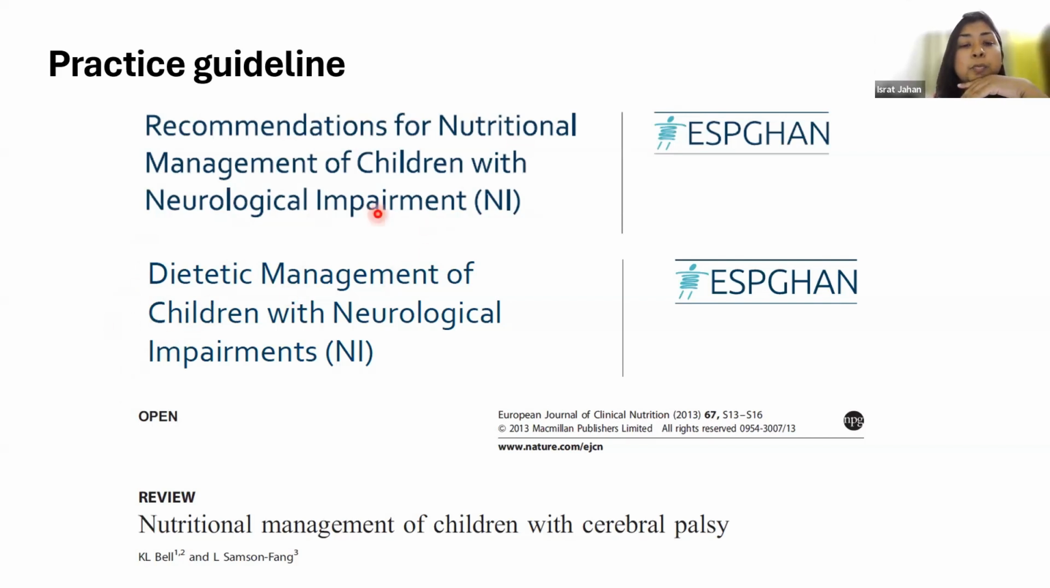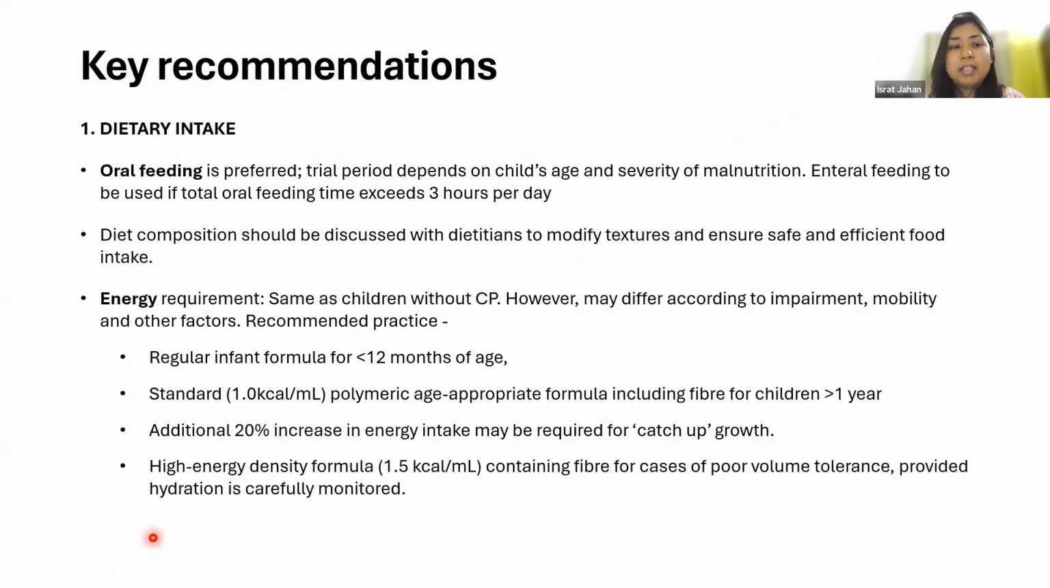Now, these are more updated guidelines from the community, but I also like this paper very much because it's kind of a summary of all the available evidence on nutritional management of children with CP. All these basically summarize the key recommendations from all those resources. First of all, oral feeding is preferred. However, enteral feeding should be started if the oral feeding duration exceeds 3 hours per day.